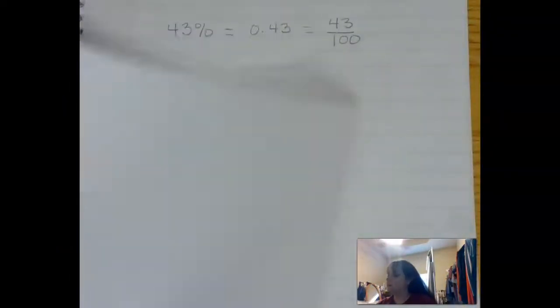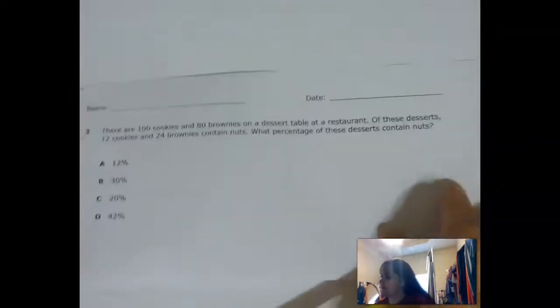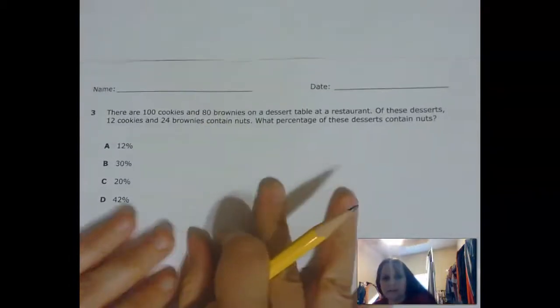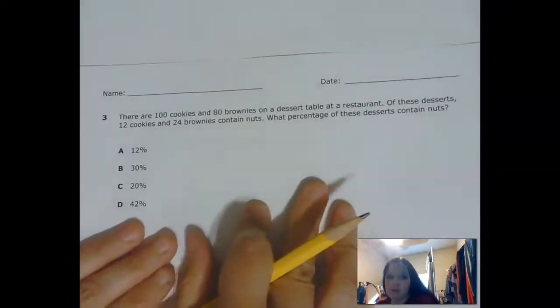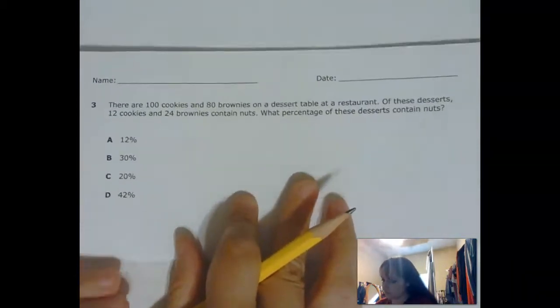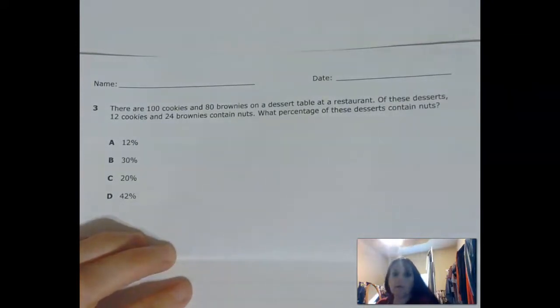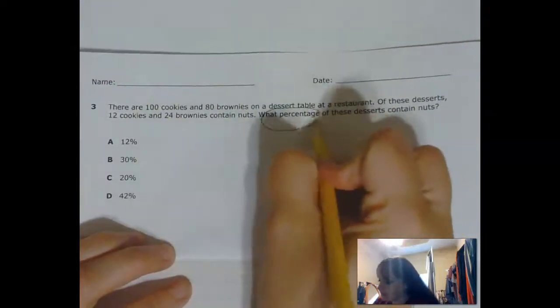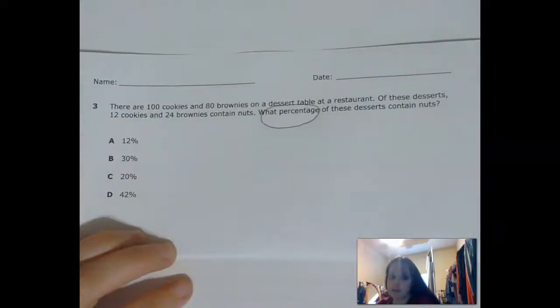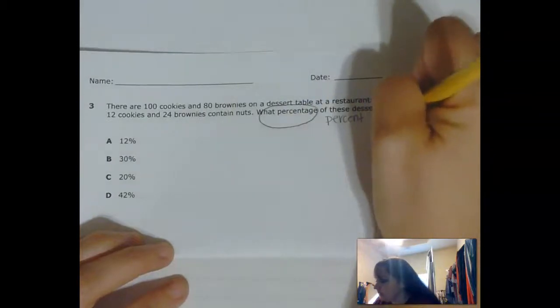Let's look at a percent unknown. There are 150 cookies and 80 brownies on a dessert table at a restaurant. Of those desserts, 12 cookies and 24 brownies contain nuts. What percentage of these desserts contain nuts? It asks specifically for percentage. So it's a percent unknown.